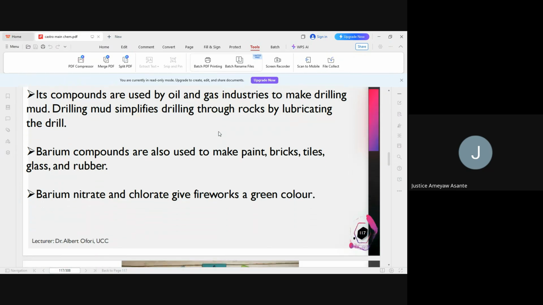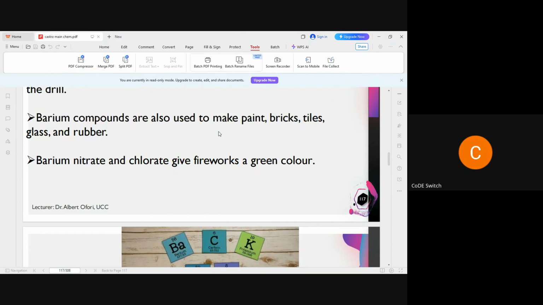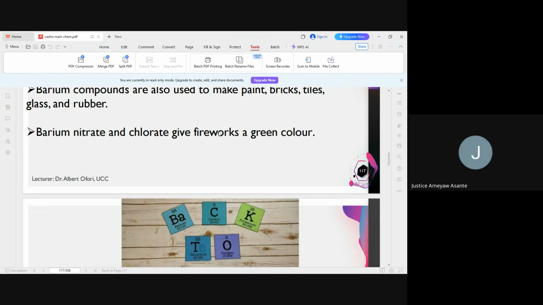Barium compounds are also used to make paint, bricks, tiles, glass, and rubber. Barium nitrate and chlorate give fireworks a green color.